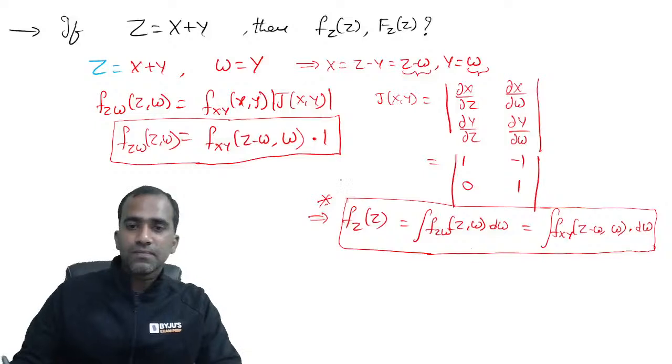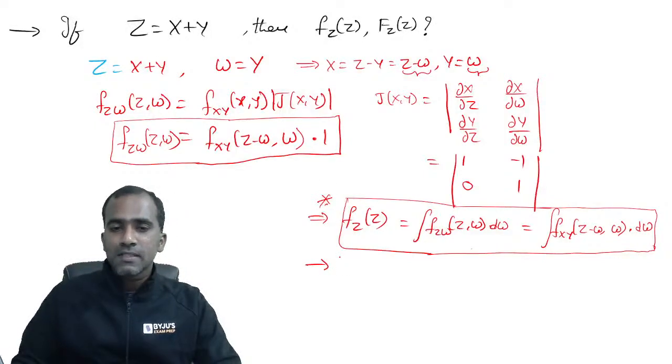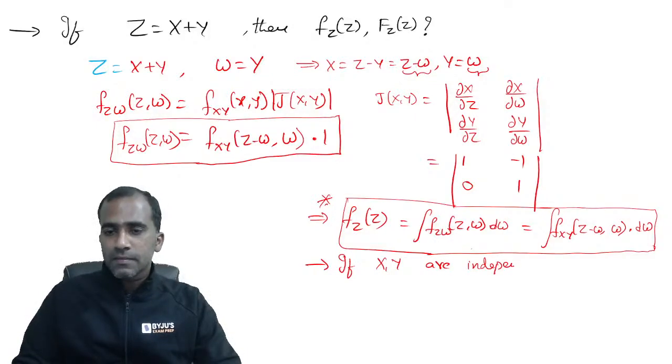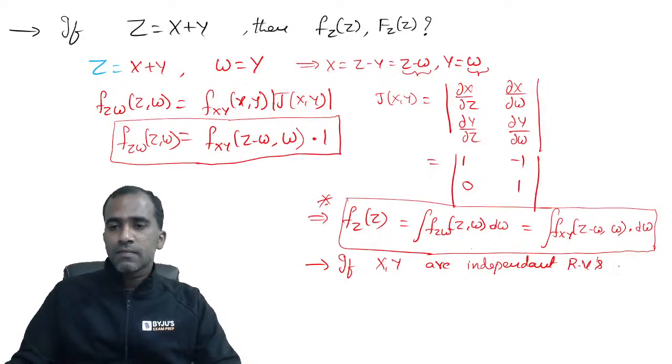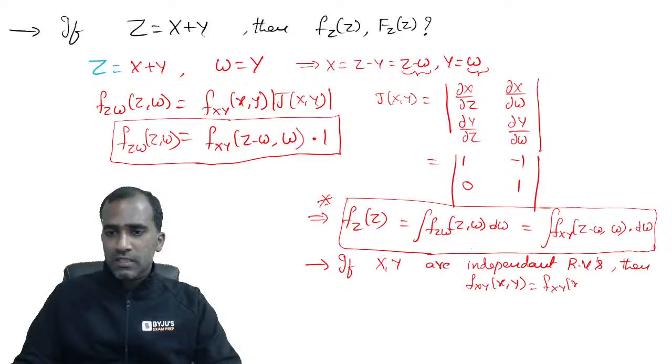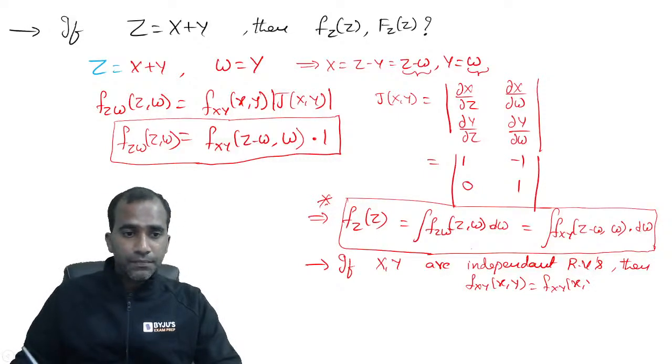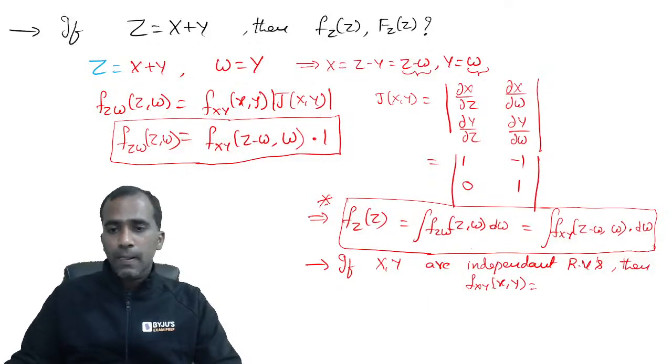But the most important result happens if x and y are independent. If x and y are independent random variables, then what happens is fxy of x comma y can be written as, sorry, my mistake, the joint PDF can be written as the product of individual PDFs.